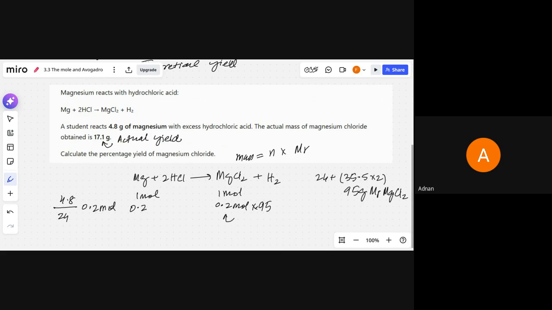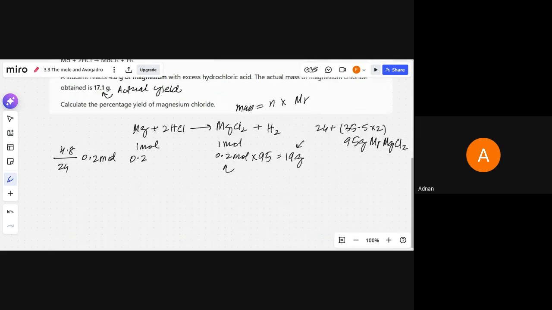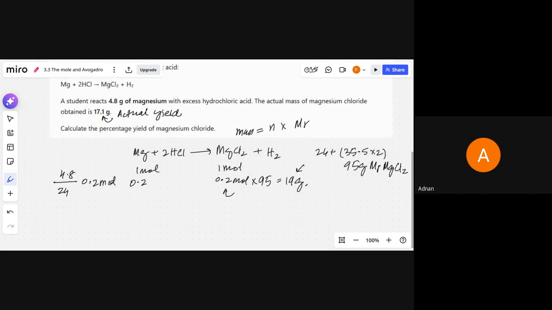Now we will multiply 0.2 with the MR of magnesium chloride, right? So 95 times 0.2, we get 19 grams. So you can see that theoretical yield is 19 grams, and actual is 17.1. As I explained, the actual yield will always be less than the theoretical yield, right? Okay, so now we have our values, which we can put in the equation.